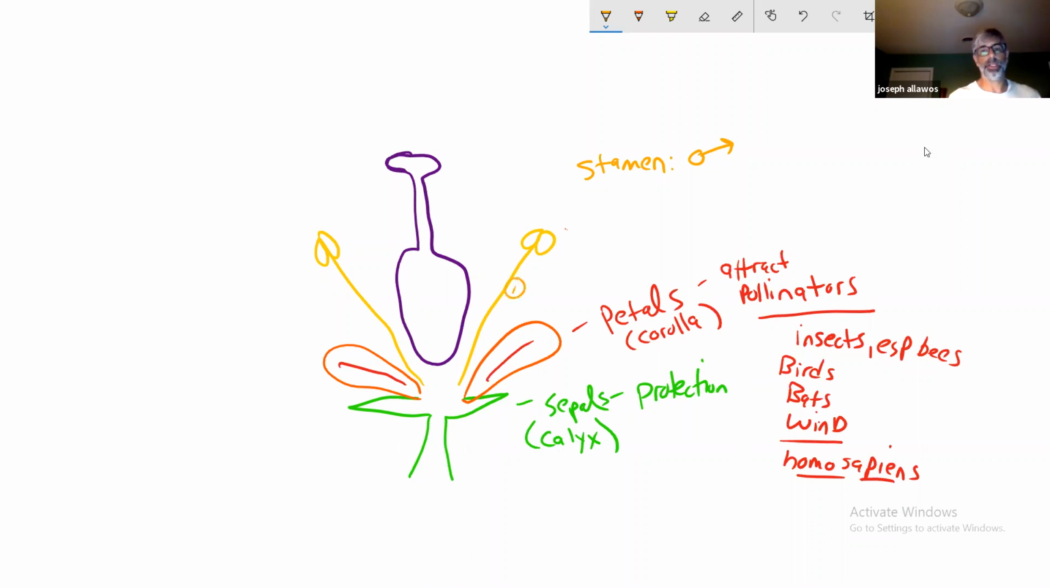It consists of 1 and 2. And 1 is called the filament. And 2 is called the anther. The anther makes the pollen. And the pollen, believe it or not, is the sperm of a plant. How strange is that? The next time there's pollen all over your car, you're like, damn, look at all that plant sperm on my car. Nuts, huh? The filament just supports the anther, right?